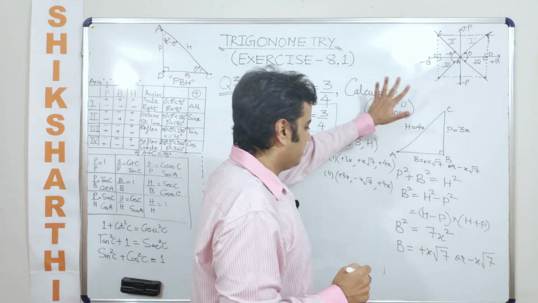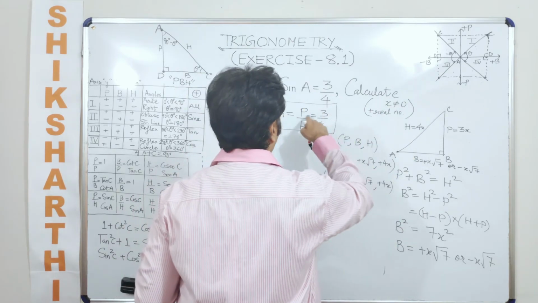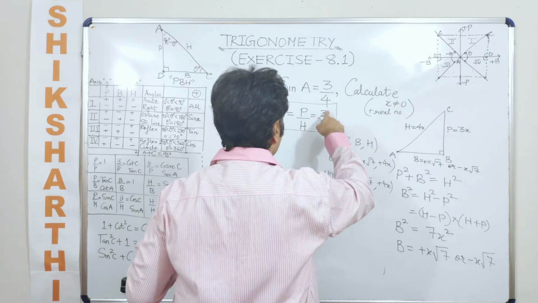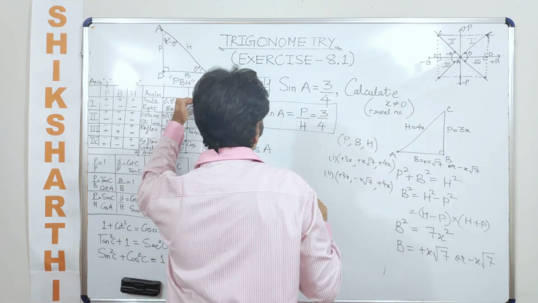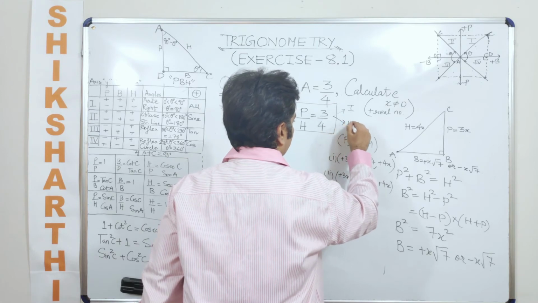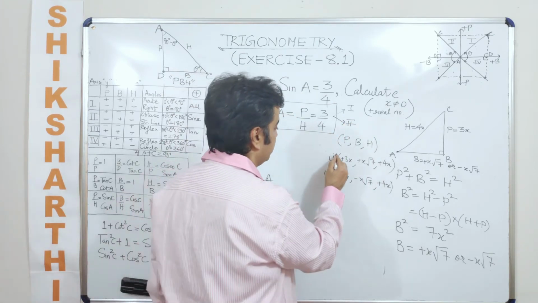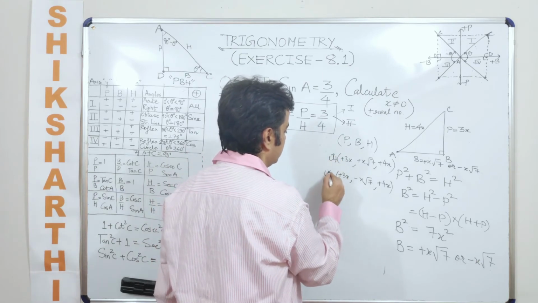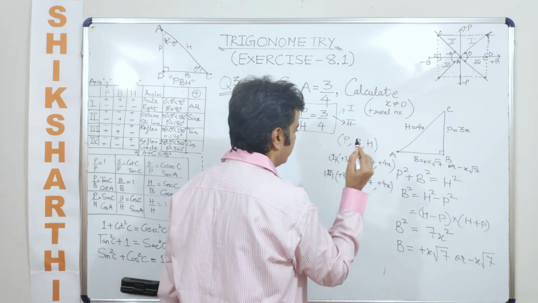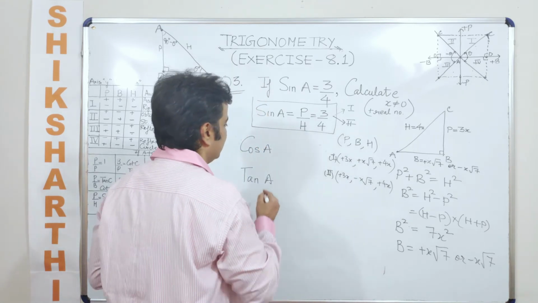So for example, I could have avoided this entire discussion and I could have said, when you're talking about sine theta or sine A being positive, we are basically talking about the first quadrant and the second quadrant. So you can say this is the first quadrant and this is the second quadrant values.